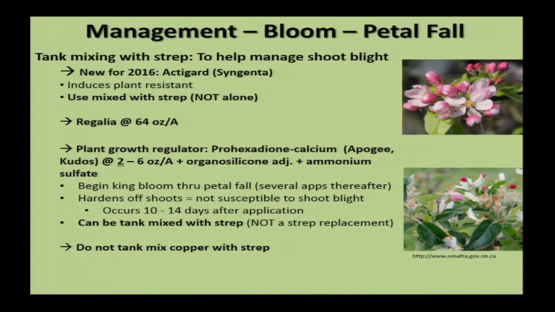One is Actigard. Actigard will be made available to you this year from Syngenta, and it's used as a tank mix with strep. You apply strep and Actigard as a tank mix at bloom time, and it seems to give some protection not only to the blossoms, but it also seems to help mitigate shoot blight later on. So you definitely get a lot of bang for your buck. This isn't a cheap chemical, it's quite expensive, but it does seem to have some protection for shoot blight.